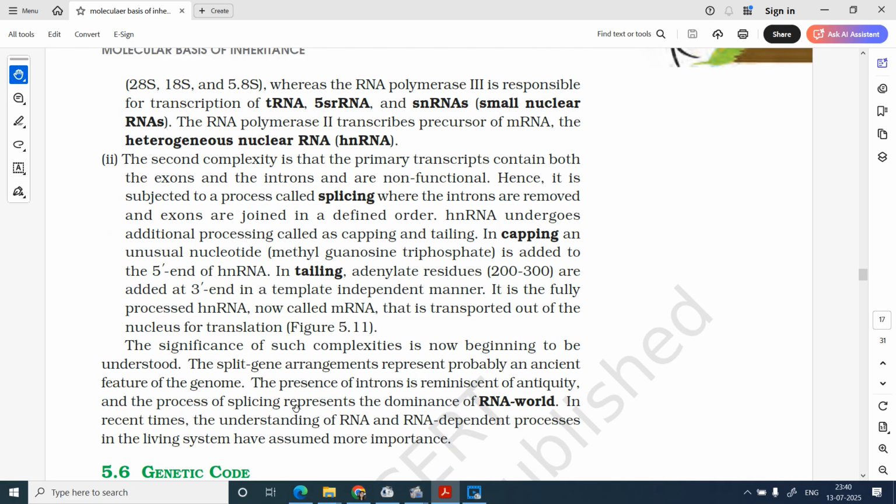The second complexity is that the primary transcripts contain both the exons and the introns and are non-functional. Hence, they are subjected to a process called splicing, where the introns are removed and exons are joined in a defined order. hnRNA undergoes additional processing called capping and tailing. In capping, an unusual nucleotide, methylguanosine triphosphate, is added to the 5' end of hnRNA. In tailing, adenylate residues, 200 to 300, are added at the 3' end in a template-independent manner. It is the fully processed hnRNA, now called mRNA, that is transported out of the nucleus for translation, figure 5.11.